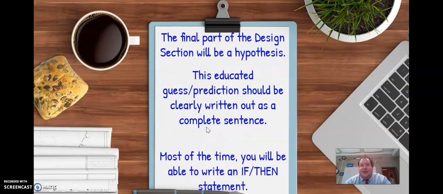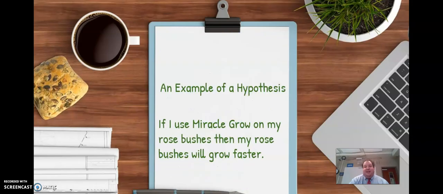Once I know that information, then I am able to do the final part of the design section, which will be the hypothesis. This educated guess, it's a prediction, should be a clearly written statement, clearly written out as a complete sentence, and most of the time, for our purposes, we're going to write those as an if-then statement. That if-then statement kind of represents a cause and effect. An example would be if I use Miracle-Gro on my rose bushes, then my rose bushes will grow faster. So using Miracle-Gro is the cause. The effect is the rose bushes will grow faster.